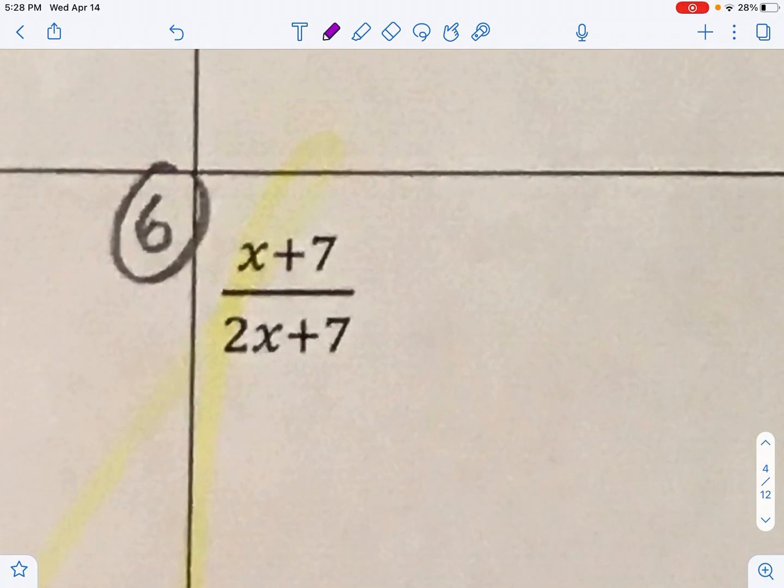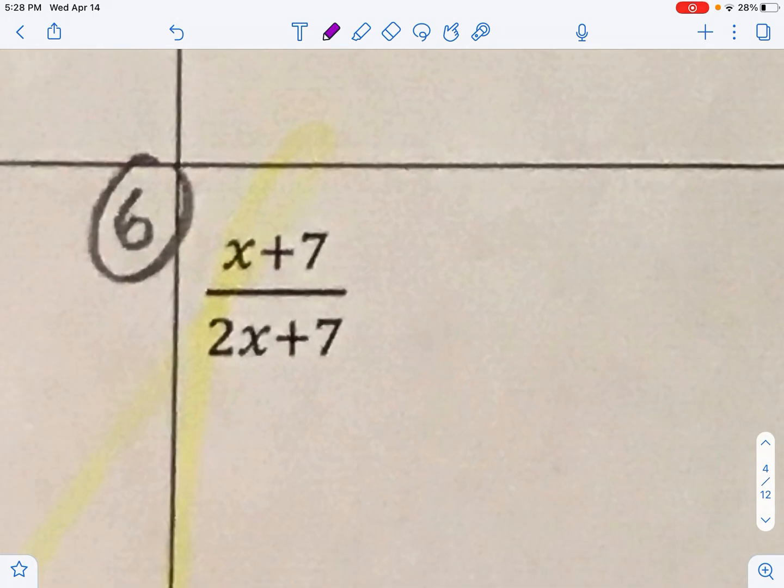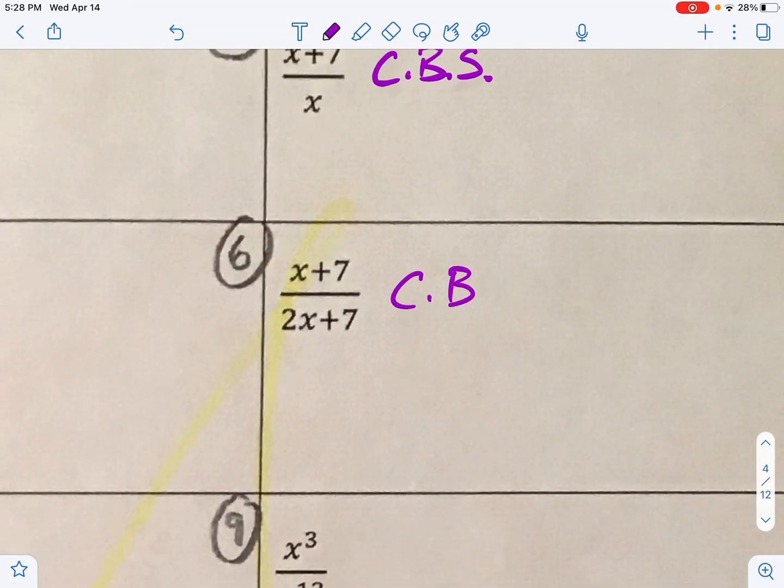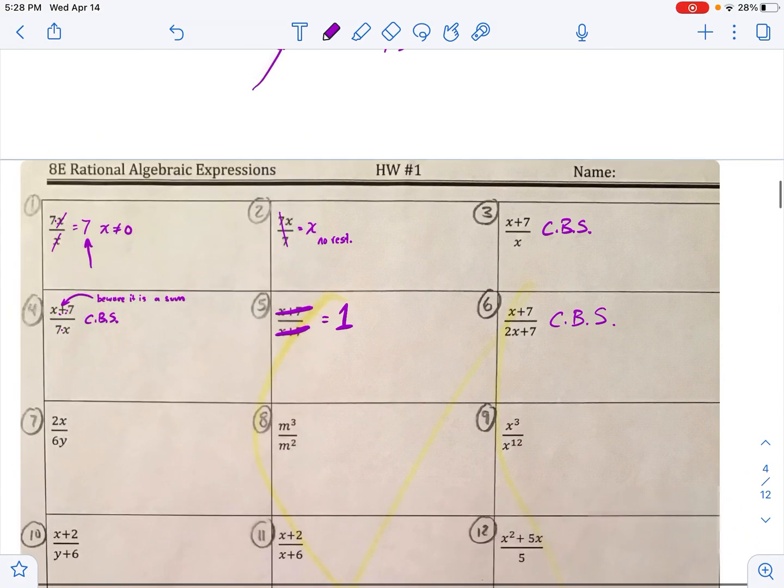Now here, I see I have addition. That makes me nervous. I can't factor anything. I really want to cancel the x's, or maybe I could cancel the 7's, but I'm not allowed to. This cannot be simplified. So those are the first few.